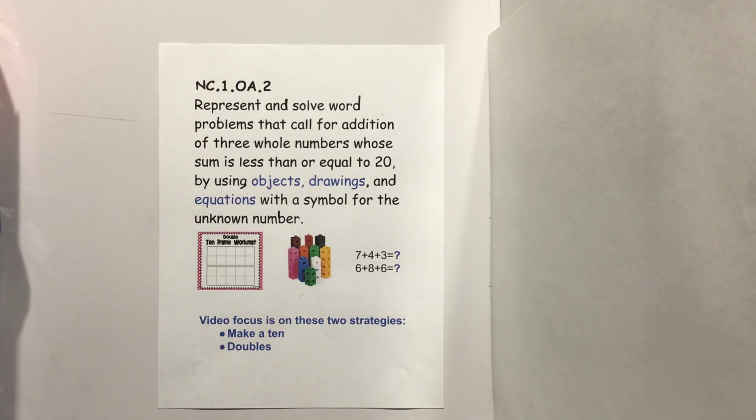Today we're going to talk about the North Carolina Standard 1.0A2. Represent and solve word problems that call for addition of three whole numbers whose sum is less than or equal to 20 by using objects, drawings, and equations with a symbol for the unknown number. The video focus is on two strategies, make a 10 and using doubles.